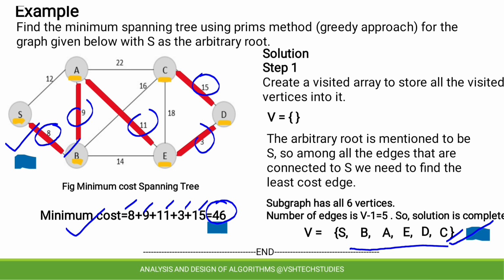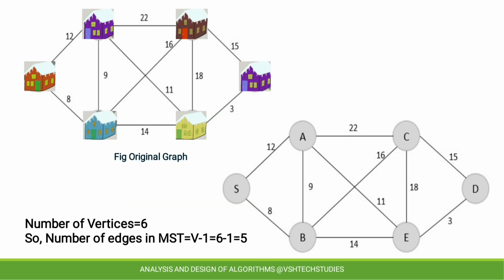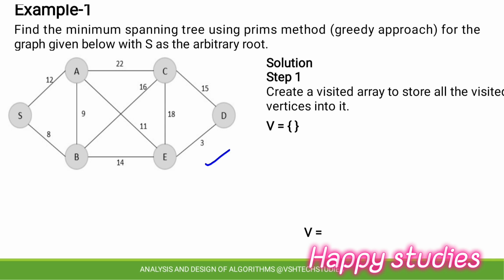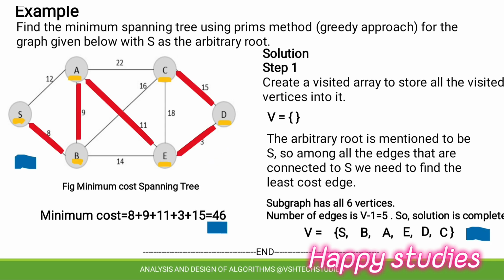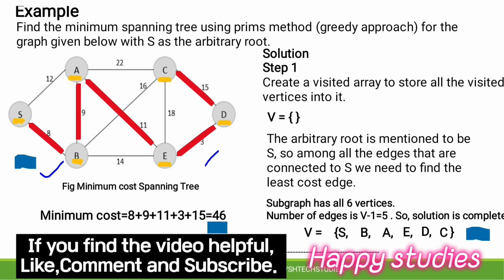That completes the solution. For this original graph, we started from here and arrived at the solution for the minimum cost spanning tree using Prim's algorithm. So this is the minimum cost spanning tree subgraph, and this is the list of vertices which expresses the minimum cost spanning tree in the form of a vertices list. And the minimum cost is 46.